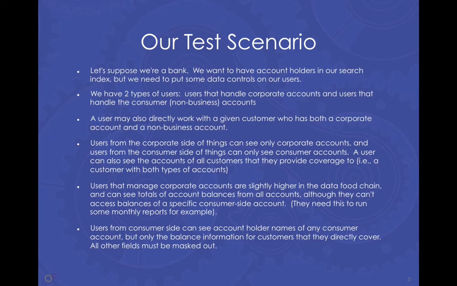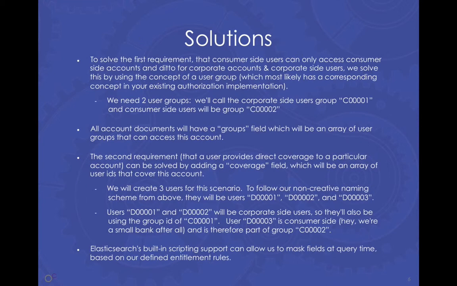So we do this by, when we're indexing the documents into the search engine, we'll add in a coverage field and a group field where we'll store whether or not it's a corporate account or a consumer account, as well as the user ID of what user actually covers this account. Then we're going to use Elasticsearch's built-in scripting support to mask out fields.